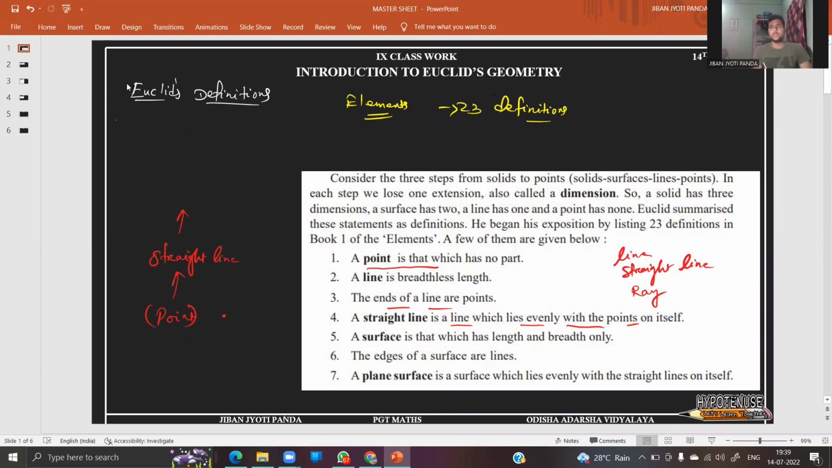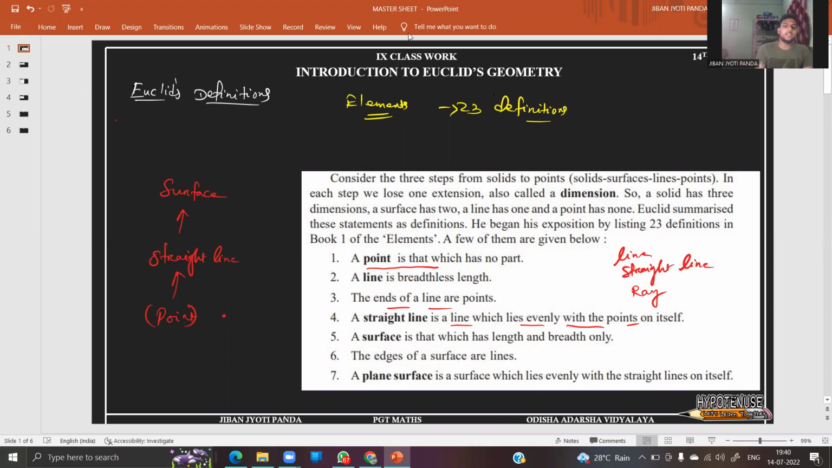After the straight line, we go for a surface. The surface has both length and breadth. We can simply take the face of our mobile phone, the face of our book, or the face of the notebook we are having. That is the surface.